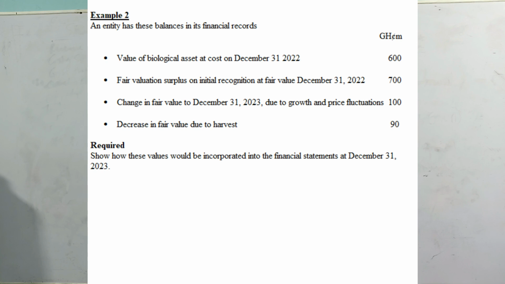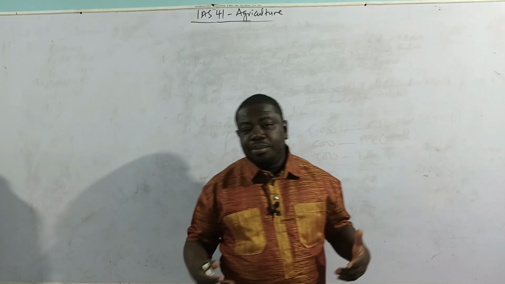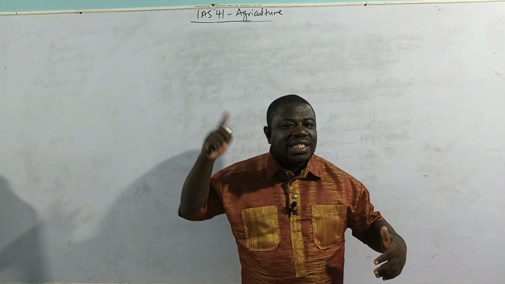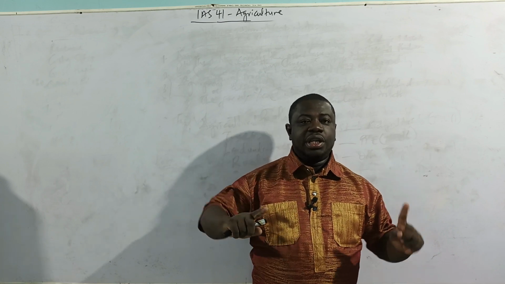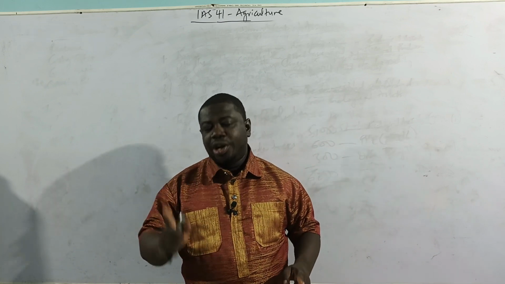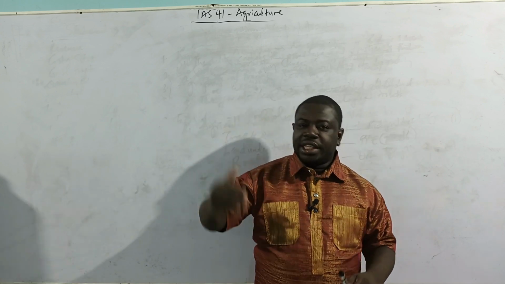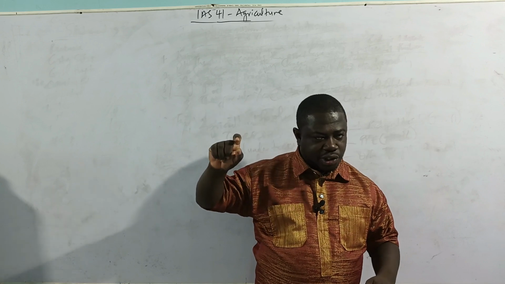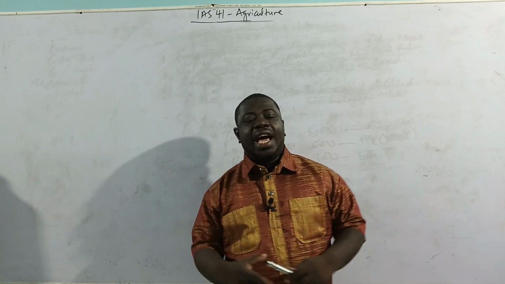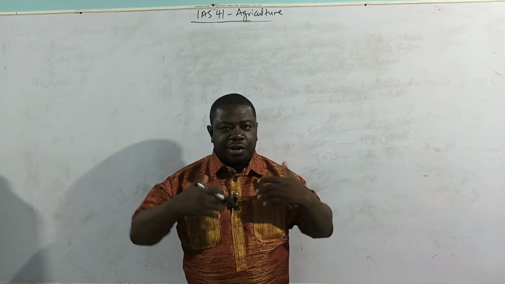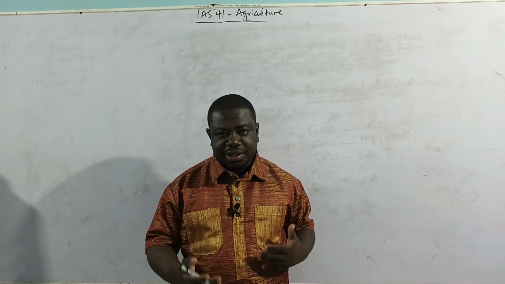A change in fair value to December 31st, 2023 due to growth and price fluctuations. So this same biological asset, which was initially fair valued as 600, rose up by 700, not to 700. There's a difference between rising up by and rising up to. Rising up by means that is the difference that is being added. Rising up to is that it has moved from one point to that point. So you find the difference yourself. So it rose up by 700, and in the current year it has gone up again by 100 because of price fluctuations. So you see how revaluation model keeps changing the value of these biological assets.